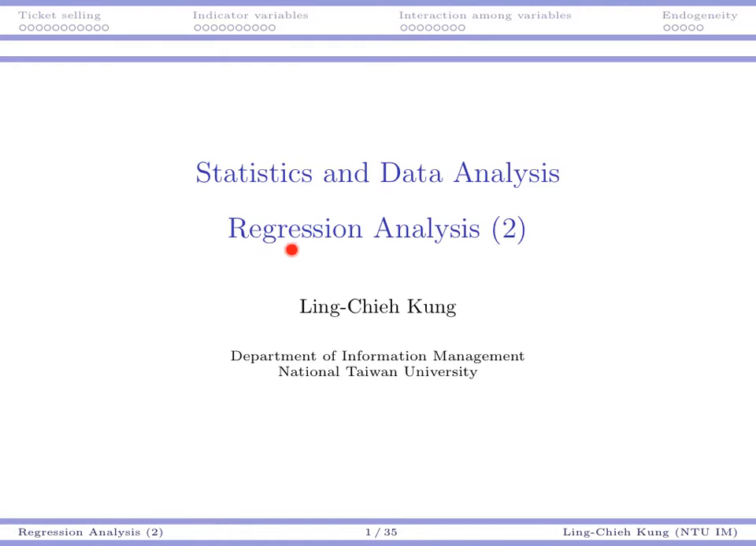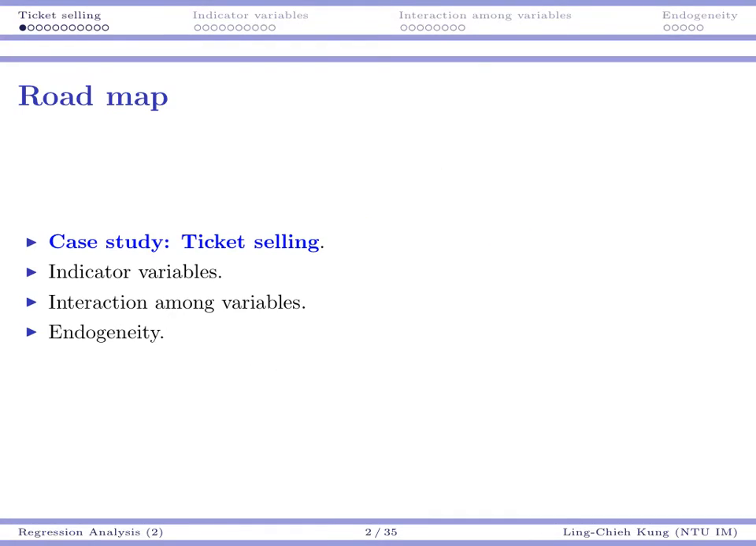Today we're going to talk about regression analysis again, and we will continue from our previous lecture to further introduce regression. First I will introduce one case study with ticket selling, and with that we want to have materials to introduce two important concepts: indicator variables and interaction among variables. After that, we will also talk about one problem called endogeneity. We don't need to spend too much time on it because it's just one simple rule for us to select variables. Okay, so let's start.